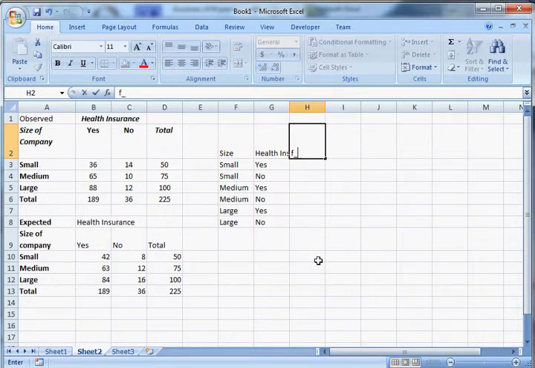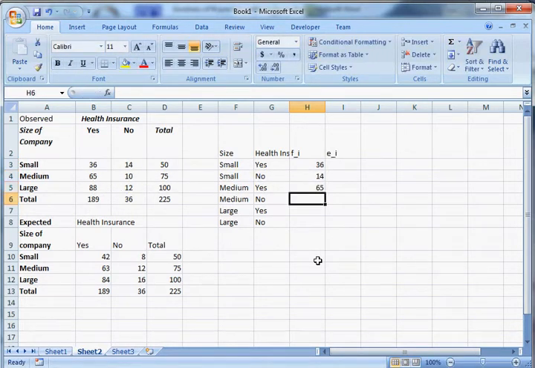Our FIs just come from here, our observed frequencies. Small yes is 36, small no is 14, medium yes is 65, medium no is 10, large yes is 88, and large no is 12. The question gives us that stuff.